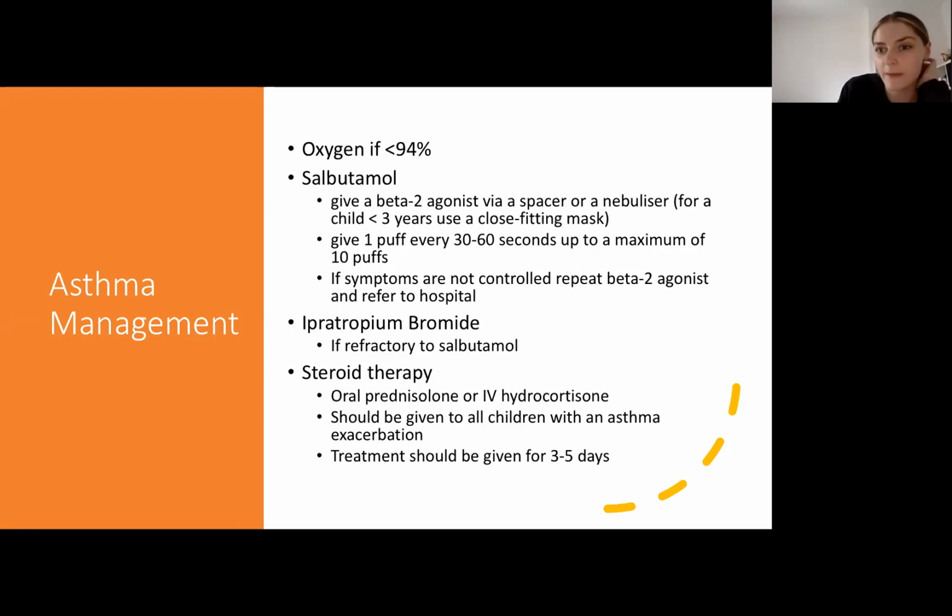If they're in A&E, they'll be given IV hydrocortisone and then probably step down to prednisolone once they're stabilised. And that should be given to every child that has an asthma exacerbation. So that's just something to be aware of in terms of the management. I'd be really comfortable with that. Acute management of asthma, make sure that you know what you're talking about in terms of that.